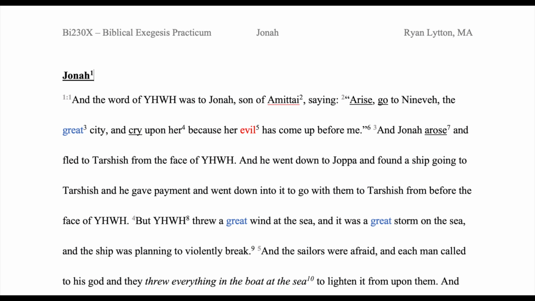And so, for instance, in verse 2, you see, "Arise, go to Nineveh, the great city, and cry upon her, because her evil has come up before me." A few things to note here.